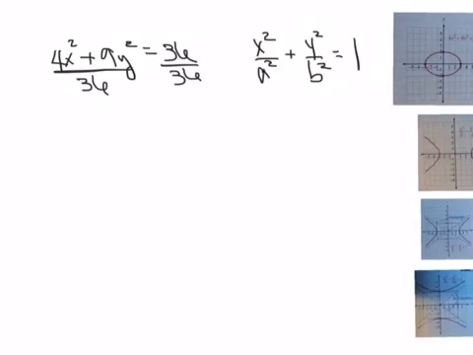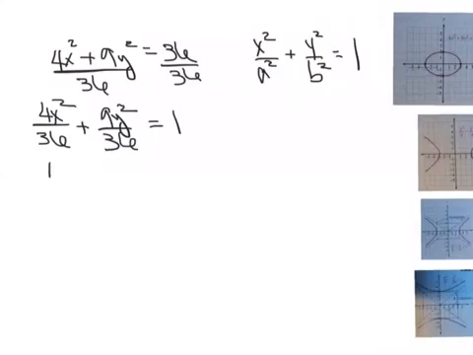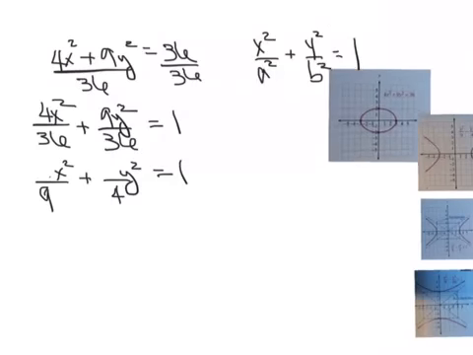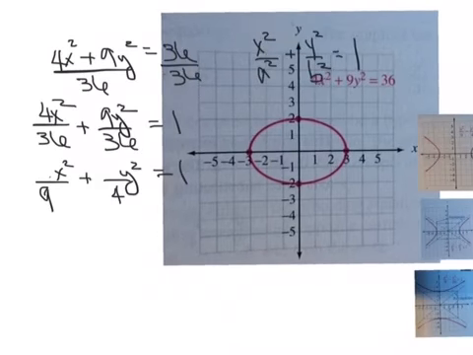So what we end up with is 4x squared over 36 equals 1. And then we take 4 over 36 and get 1 over 9. And then the x squared. And 9 over 36 is 1 over 4. And then we don't need to show this 1 up here. It's in the correct format that we want. So then when we graph it, it's going to look like that.